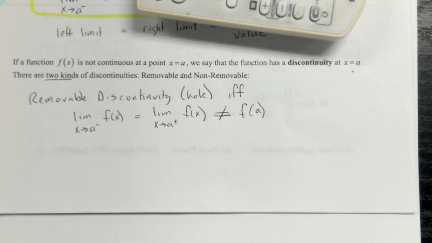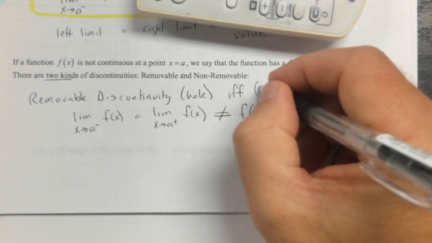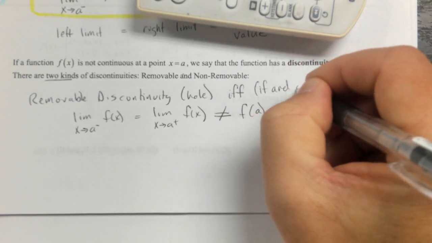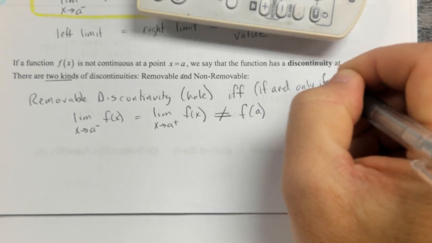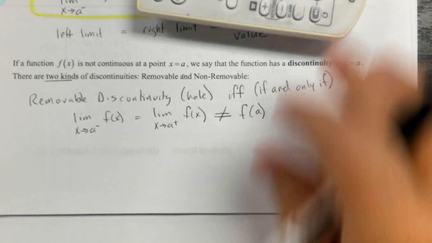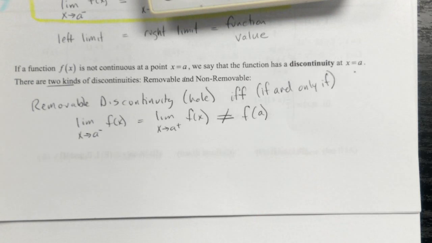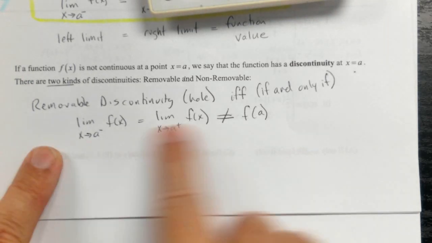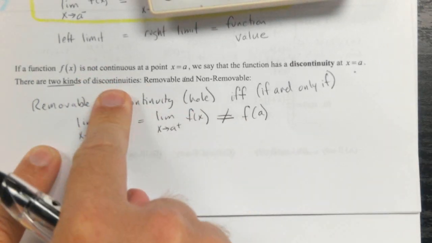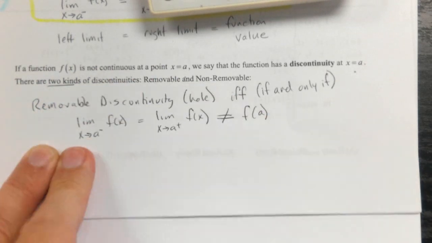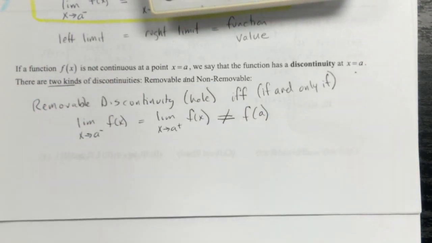Question, McKenna? What does it say? Do you remember what the two F's on if mean from geometry? No. Did you not use that abbreviation? If and only if. It just means that it works both directions. If this is true, then it's removable discontinuity. If it's removable discontinuity, then that statement is true.